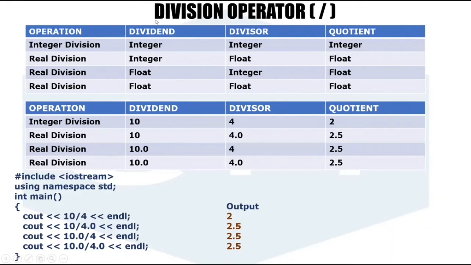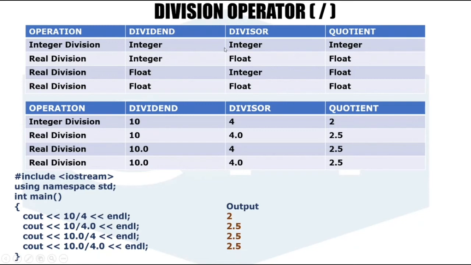Ang next kong i-discuss ay yung rules sa division operator. Unlike sa modulus, division operator can evaluate integer and floating points or combination of these two data types. Pero ang result niya depende sa data type ng operands. If one of the operands is float, then the result is float. If both operands are integer, that's the only time na ang result niya is integer. And the fractional part is truncated.